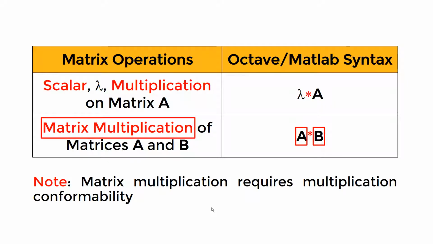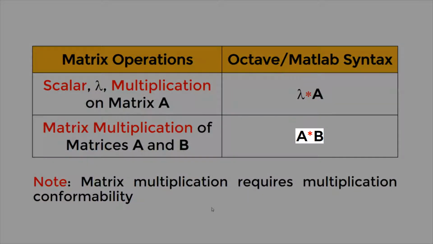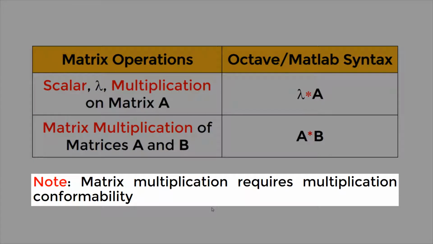For matrix multiplication, consider matrices A and B. Similarly, you can use star sign between two matrices. However, in order to multiply two matrices, the column size of matrix A must be the same as the row size of matrix B. Otherwise, it will give you an error message. Let me elaborate how to check the matrix multiplication conformity.